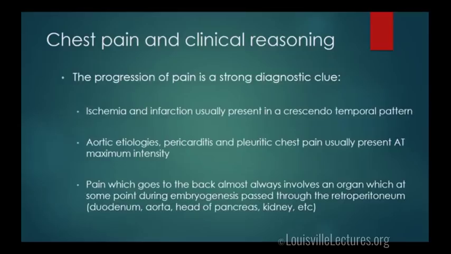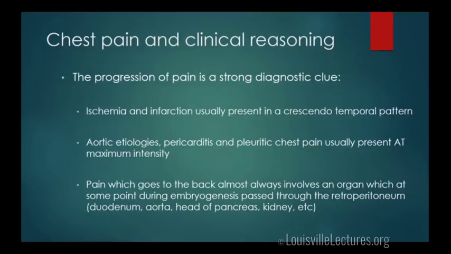Okay. And then the progression of pain is a very strong diagnostic clue. Ischemia and infarction tend to present in a pattern that just keeps getting larger from a certain time. So as you start at time 0 and you keep moving forward, the pain doesn't tend to go away or get better. It just tends to get worse. Aortic etiologies, pericarditis, pleuritis, those all tend to present at maximum pain right at the onset.